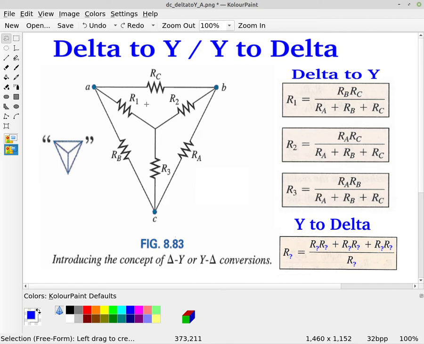Now, to do that, you can see that we've got these resistors labeled 1, 2, 3 for the Y, and A, B, C for the delta. And if you look over here, I have all these equations, and you've got A's and B's and 1's and 2's and 3's all over the place. So don't get caught up on where the 1, 2, 3 or A, B, C go. I'm going to show you, look at the circuit and it falls into place.